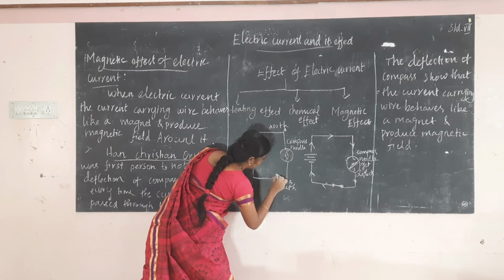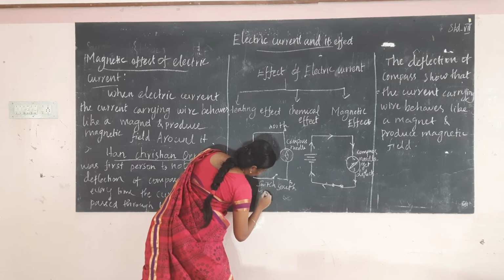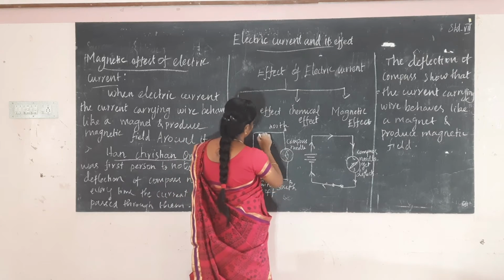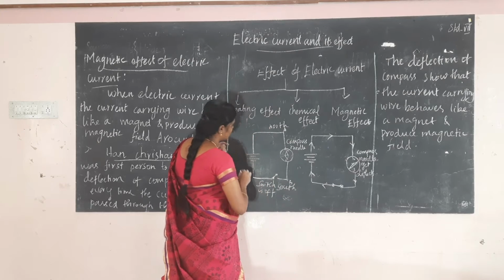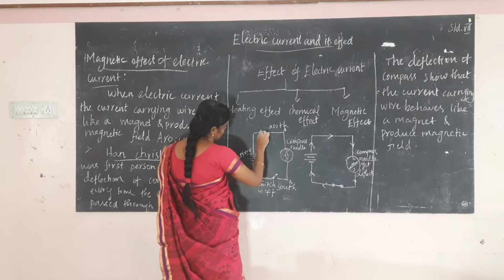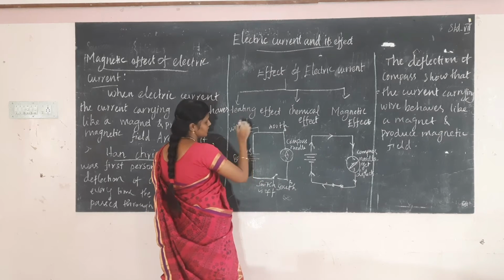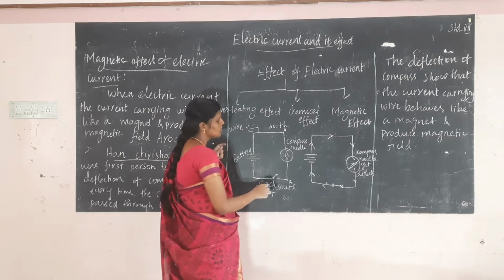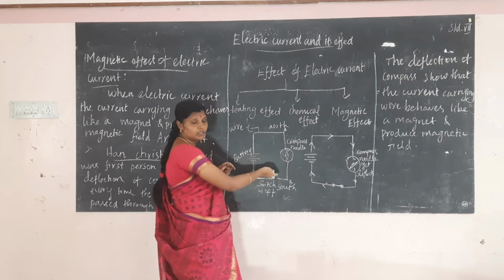This is the switch symbol. The switch is off. Here are the north pole and south pole of the compass. This is a battery, and this is the current carrying wire. This is a simple circuit. There is no current flow, so the compass needle does not get any deflection.